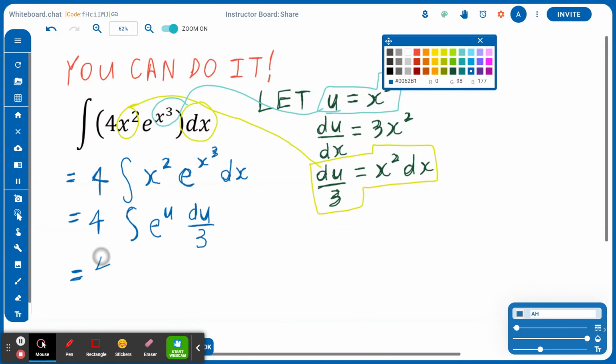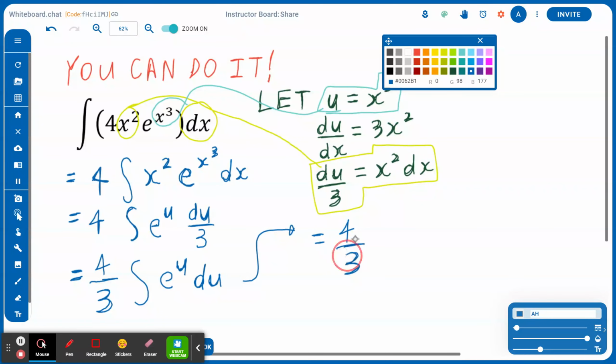Now, I'm going to show one more step just in case one person is not connecting. Nobody should be left behind. I'm bringing the 1 over 3 to the front. So this is going to be 4 over 3 times the integration of e to the power of u with respect to u. And again, here's the next step. Now, when you find the antiderivative of e to the power of u, it is still going to be e to the power of u.